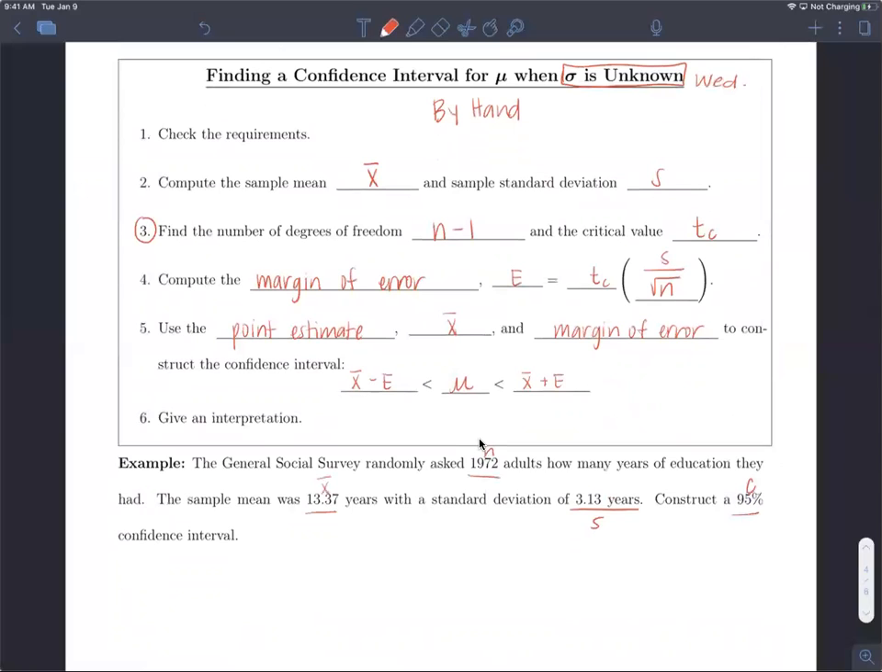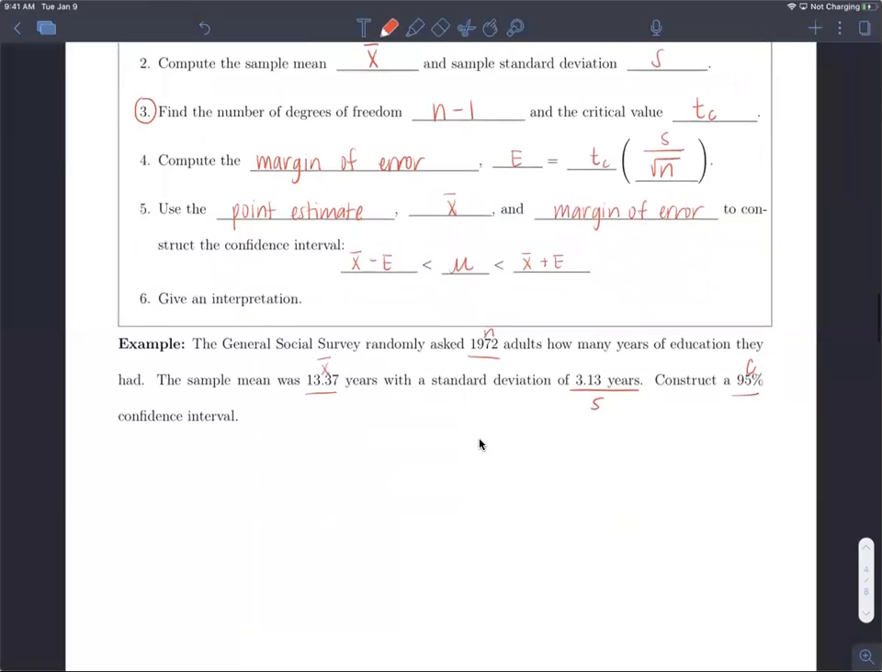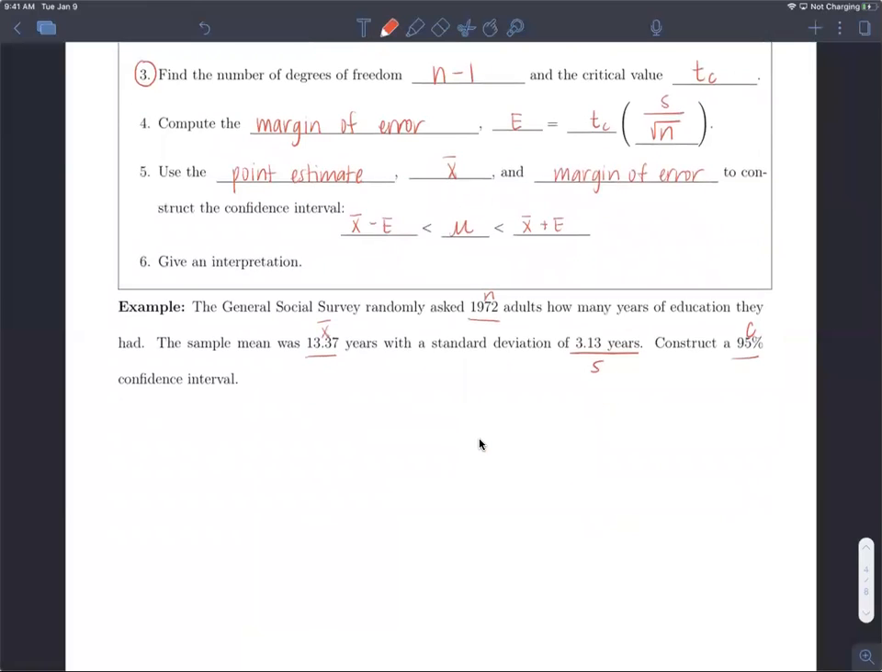So for this example, it's the same one as above, right? They gave a survey where they asked 1972 adults how many years of education they have. They found that the mean was 13.37 years with a standard deviation of 3.13 years. So because I'm trying to estimate mu without knowing sigma.